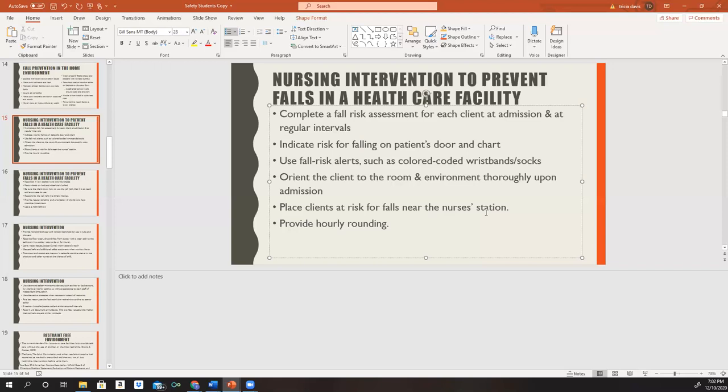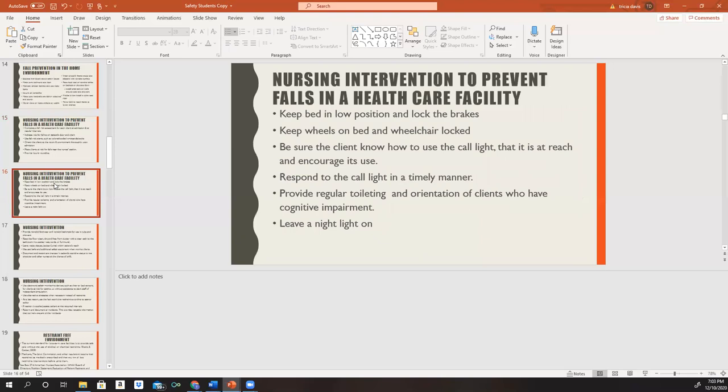And then you provide hourly rounding. So that's one of the things I talk about with the tech when I give report in the morning. We will automatically decide what hours she's going to do and what hours I'm going to do. One will take evens, one will take odds. And if we can't get to our turn, we just touch base with them and let them know. And then one of us picks up the slack.